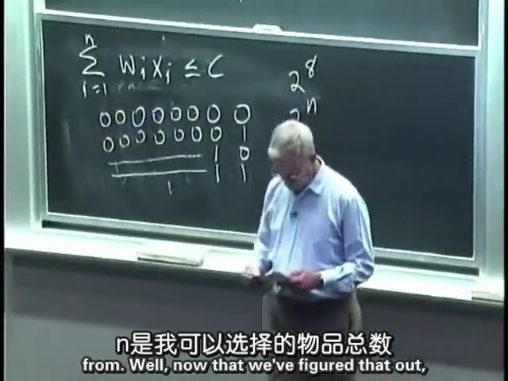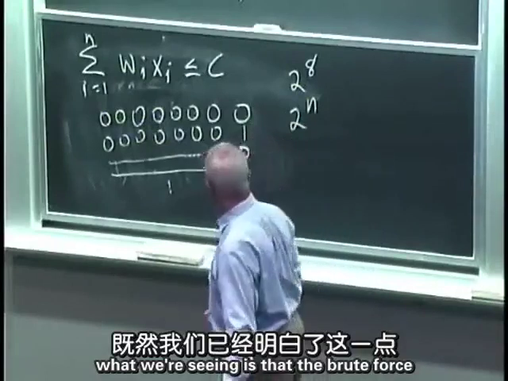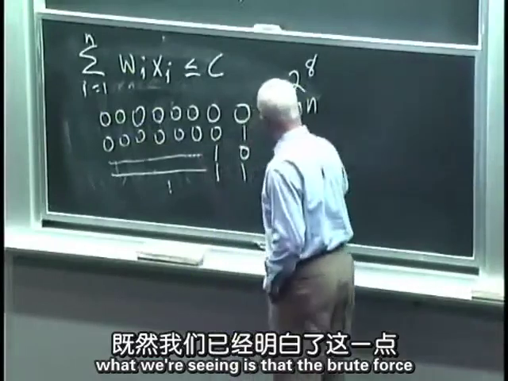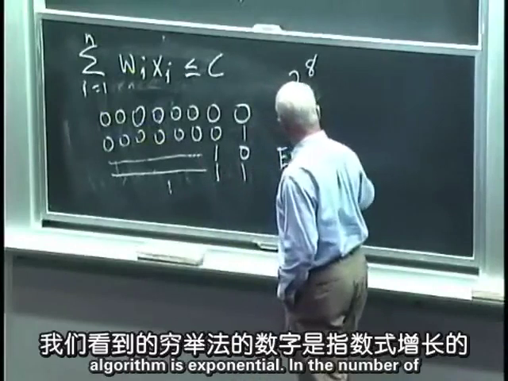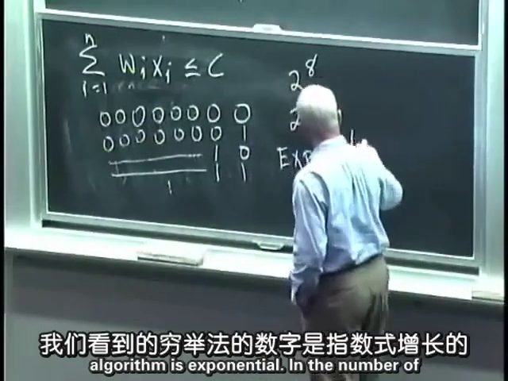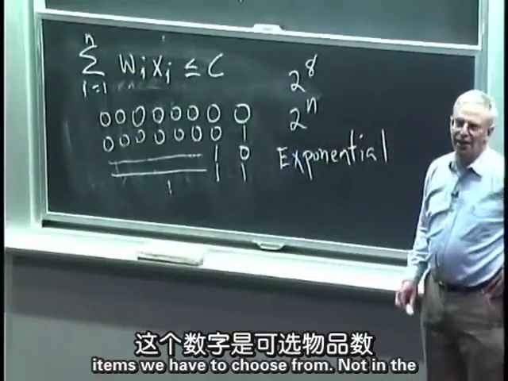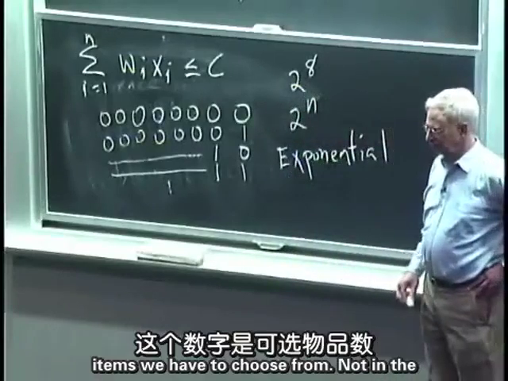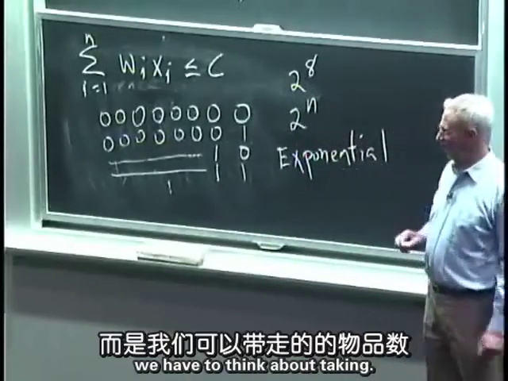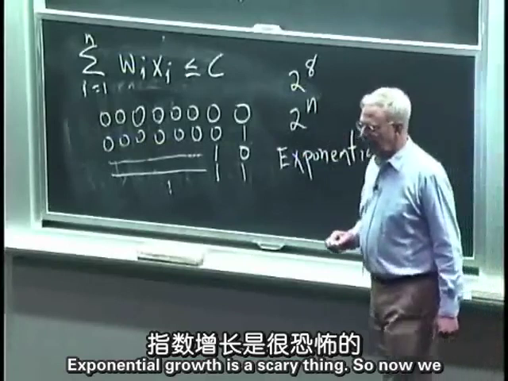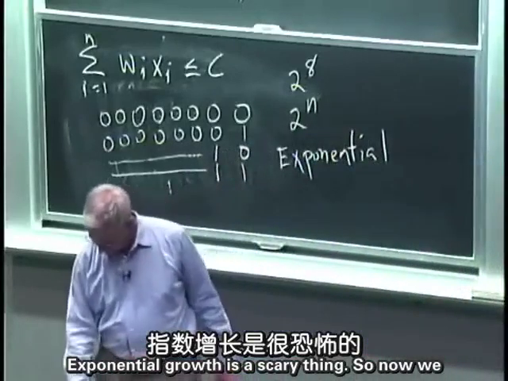Well, now that we've figured that out, what we're seeing is that the brute force algorithm is exponential in the number of items we have to choose from. Not in the number that we take, but the number we have to think about taking. Exponential growth is a scary thing.